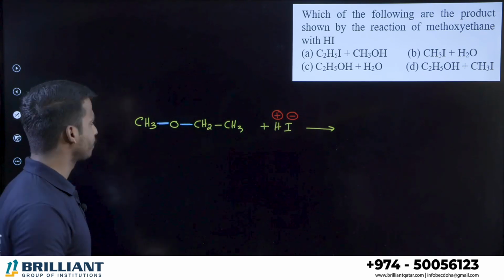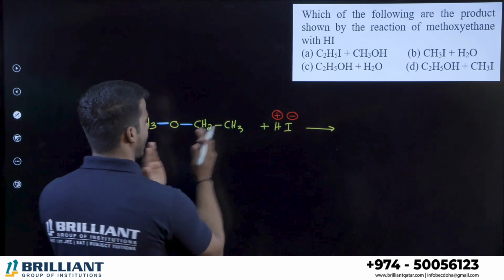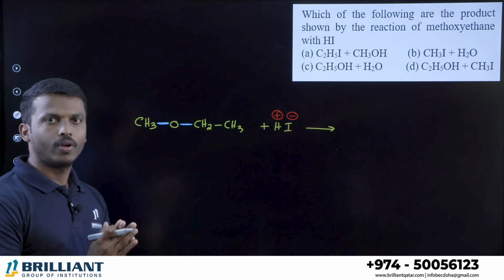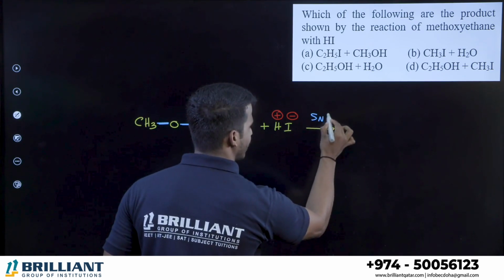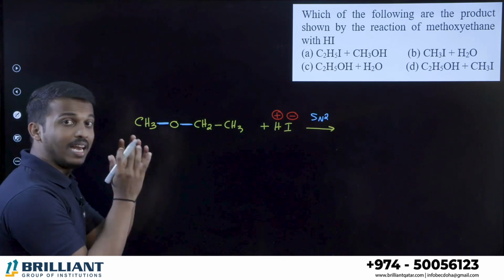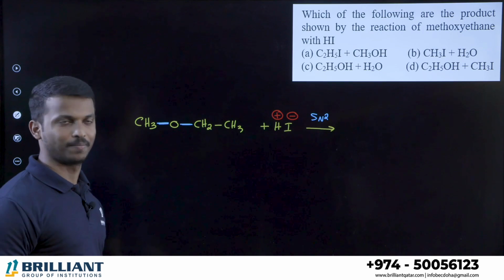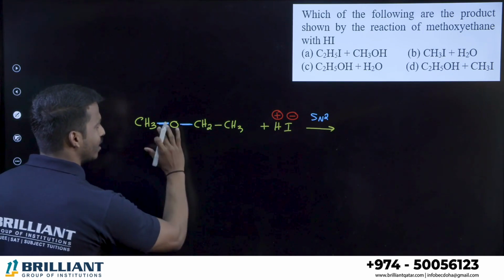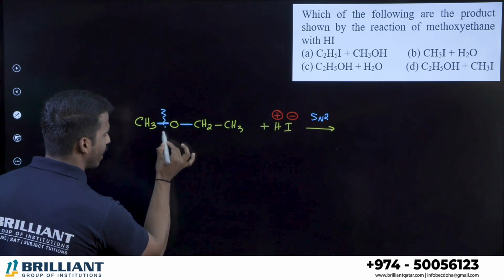You may study, if there is a primary group on the left and a primary group on the right side, we will follow the SN2 mechanism. Where is the less sterically crowded area? That part you have to break. Which is the less crowded area? There are 2 carbons here, 1 carbon here. This is the less crowded area. You have to break here.